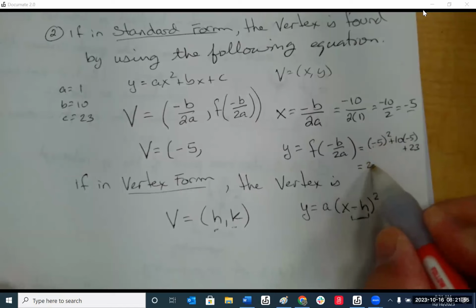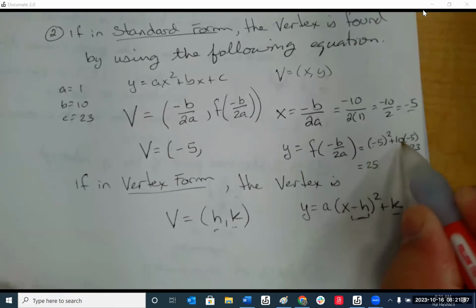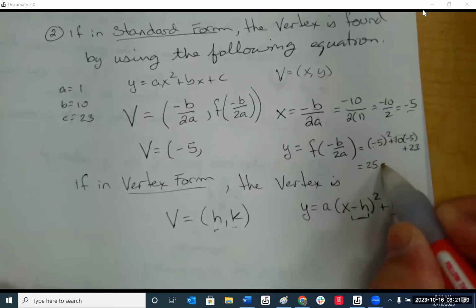So we got negative 5 squared plus 10 times negative 5 plus 23. Negative 5 squared is 25. Positive times negative is negative. 10 times 5 is 50. Plus 23. 25 plus 23 is 48. Minus 50 is negative 2, because 50 is bigger than 48 and it's negative. So that's our vertex.